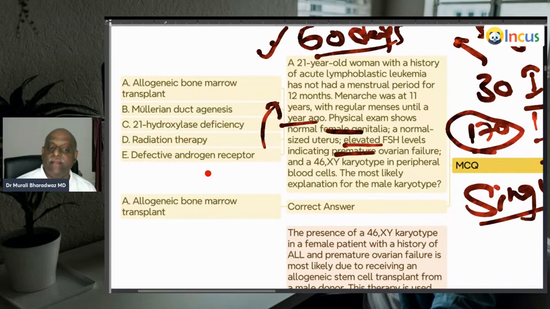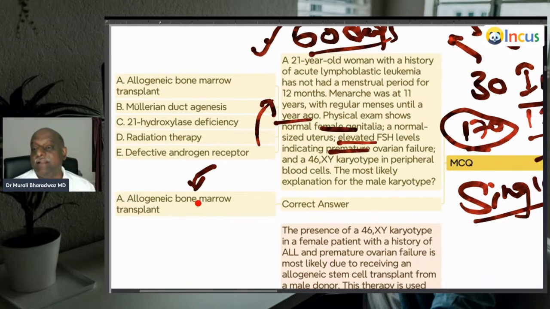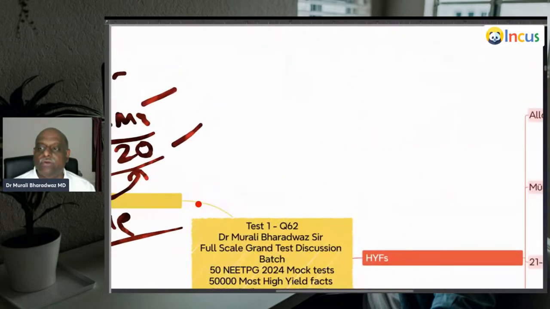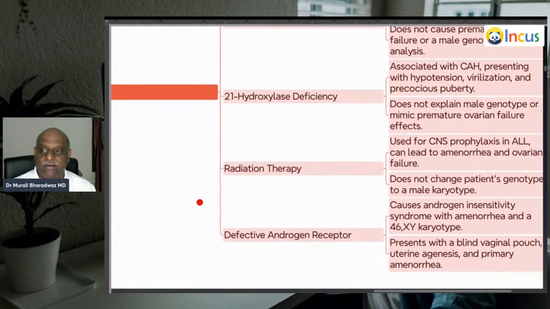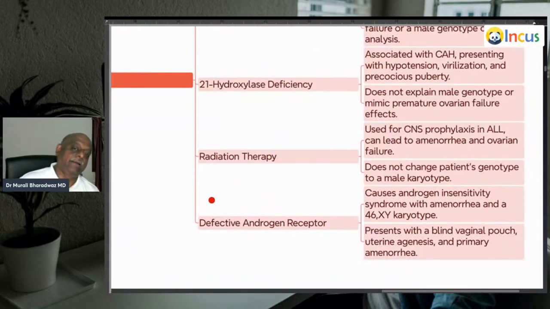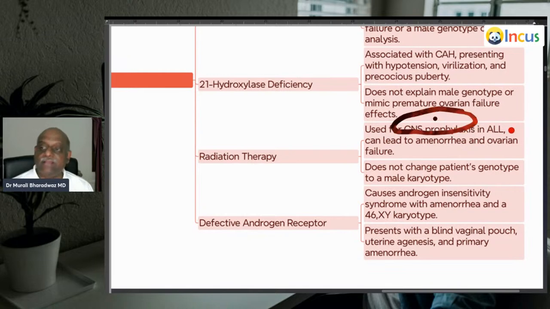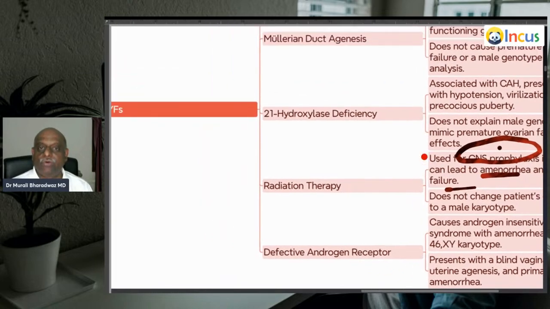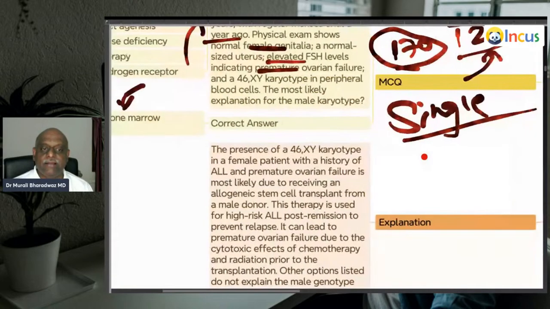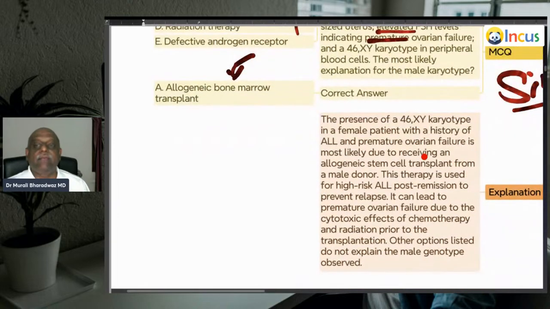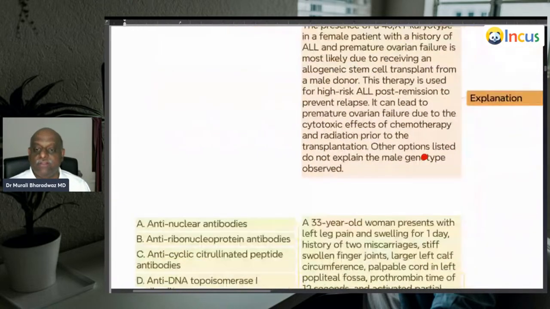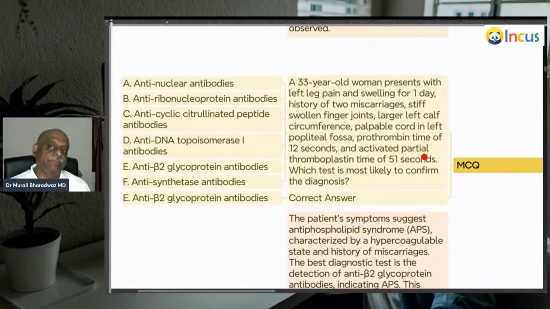For the ALL, when allogenic bone marrow transplant is being done, doctor, all those myelosuppressive drugs that we give, right? And the CNS prophylaxis in ALL can lead to development of ovarian failure. So, allogenic bone marrow transplant and the immunosuppressives can be responsible. Radiation therapy also.